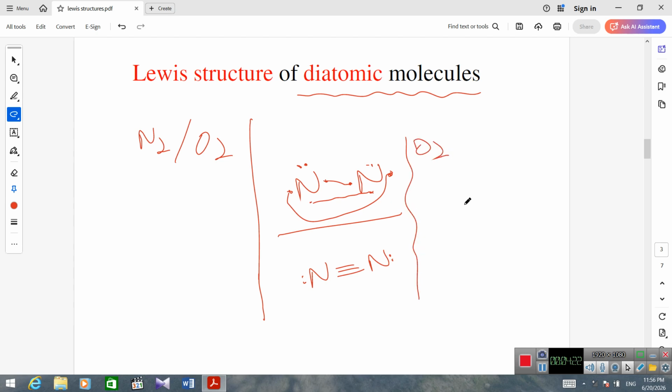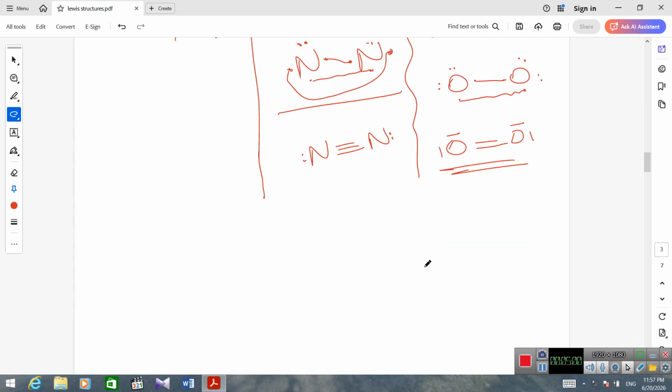For the oxygen atom, as you know, oxygen is from group 16 or 6A and has 6 electrons in the valence shell: 1, 2, 3, 4, 5, 6, and again 1, 2, 3, 4, 5, 6. We connect and then count 2, 4, 6, 7, and 2, 4, 6, 8, and the Lewis structure of oxygen will be this form.